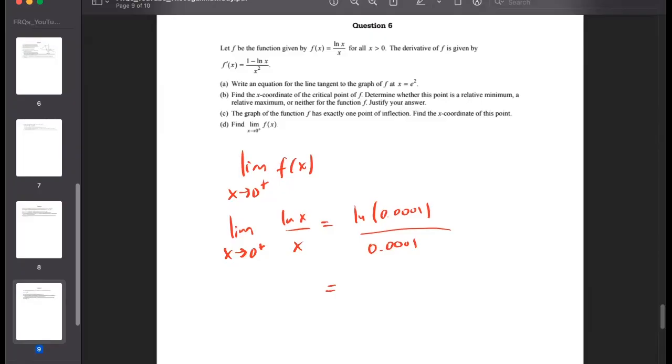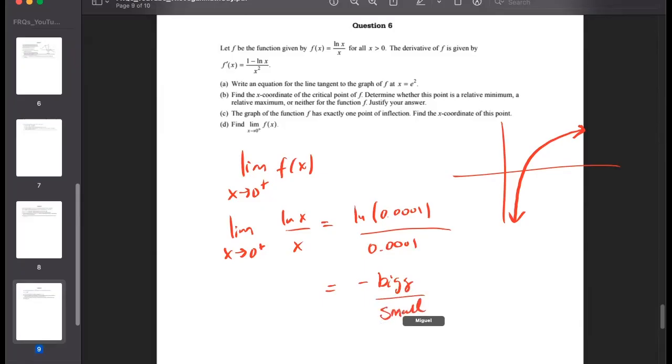Natural log of 0.001. If you remember how natural log looks, natural log kind of looks like this graph right here. Now, as it's approaching 0 from the right side, it looks like it's going to negative infinity. So we have a really big negative number over a small number on the bottom. And that's just going to become an even greater, bigger number. So this is going to approach negative infinity.